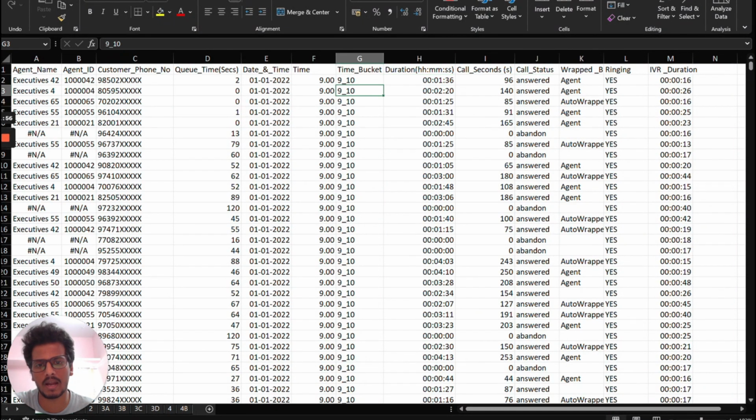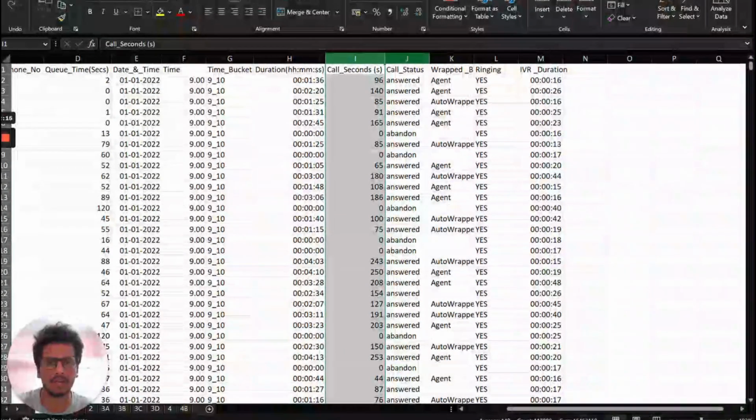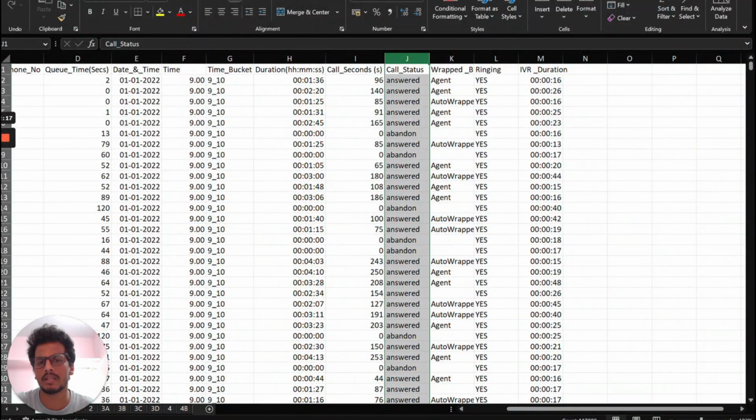Again, there are lots of people in the bracket of 9 to 10, and then 10 to 11, 12 to 1, 1 to 2, and so on. Time bucket is very crucial, and we are going to analyze a lot of things on it as well. Duration and seconds are self-explanatory. For call status, there are only three: answered, abandoned, and transferred.